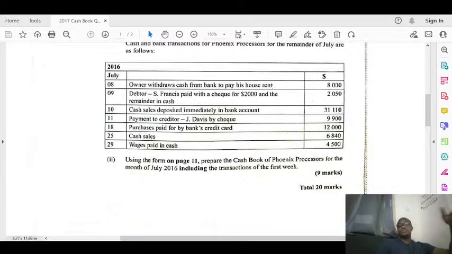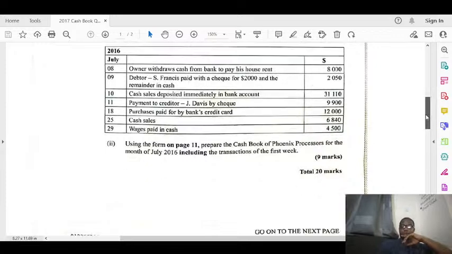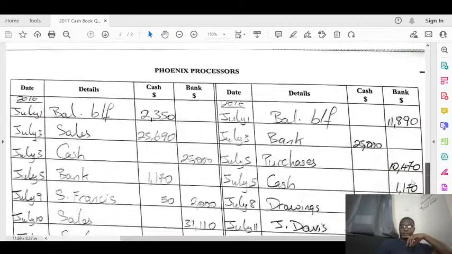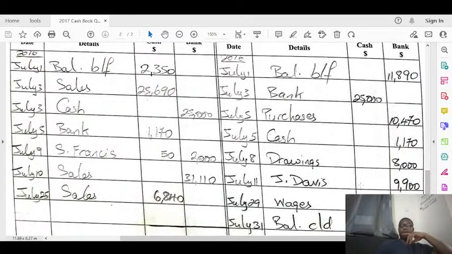Drawings is an expense to the business, and we know from our double entry principle that drawings must always be debited. All right? So let us record that now. Because money is leaving your business, and they said that he took money from the bank, right? So it's going to go on the credit side. So there it is, July 8th, drawings.